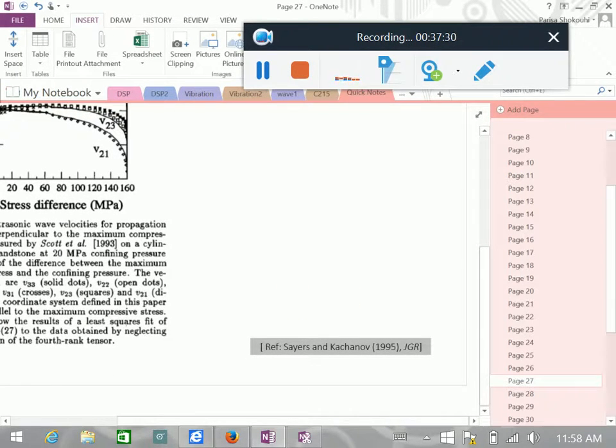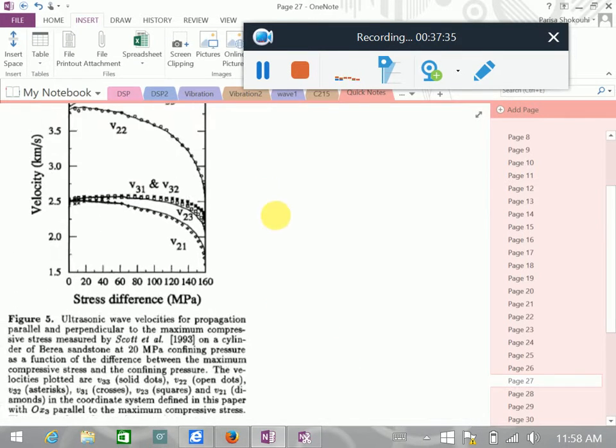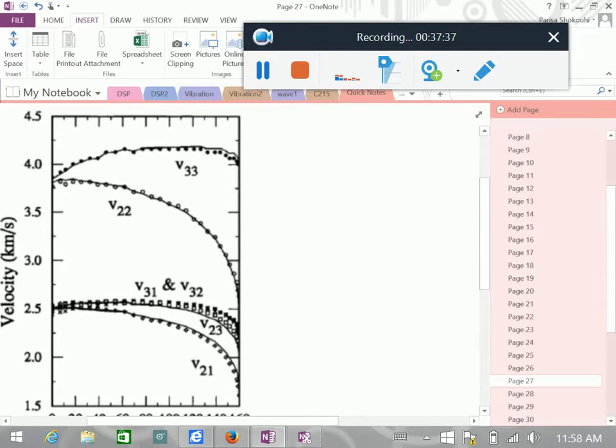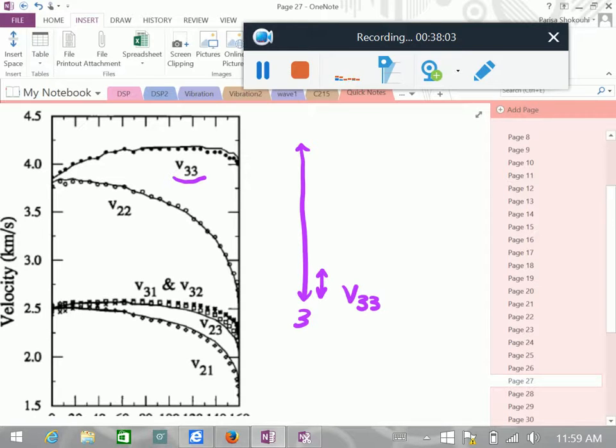Sayers did a variety of measurements on Berea sandstone, and you can see the results. If you want to compare our results parallel to the load, we have to look at these components. Here, the loading is along axis 3. When we say V33, it means that we are measuring in direction 3, and the particle displacement is also in direction 3. And you can see that they are getting very, very similar results.